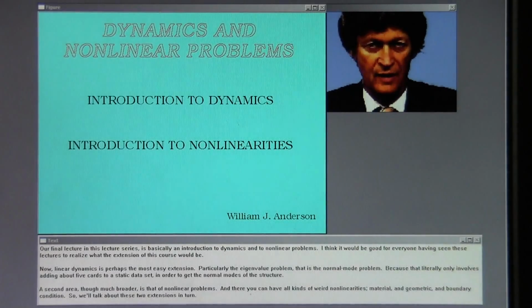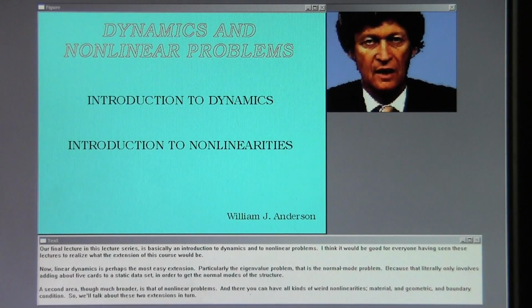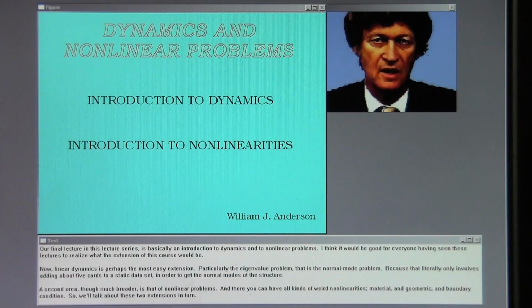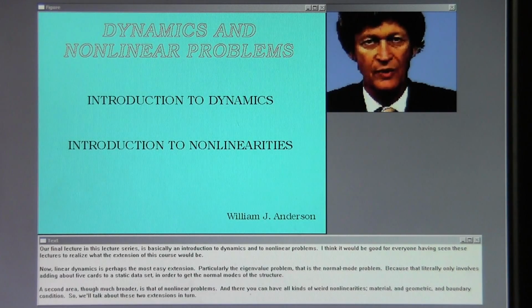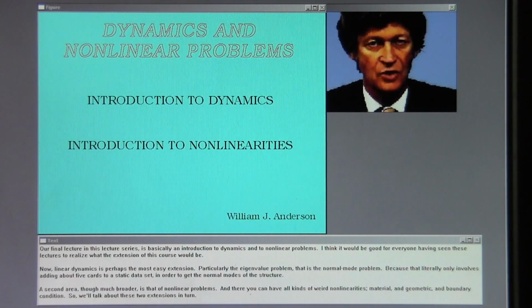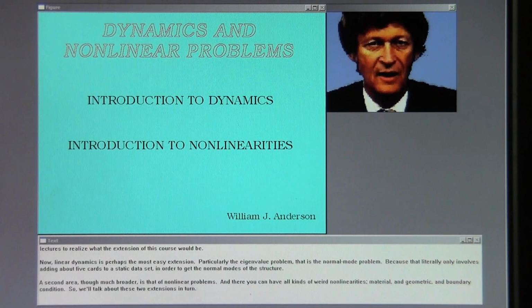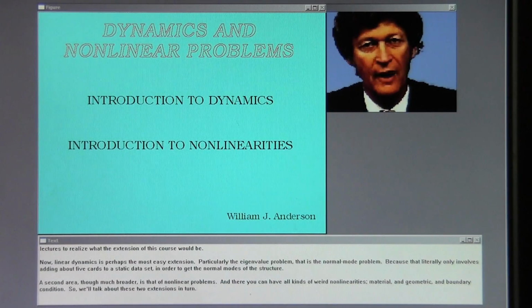Our final lecture in this lecture series is basically an introduction to dynamics and to nonlinear problems. I think it would be good for everyone, having seen these lectures, to realize what the extension of this course would be. Now, linear dynamics is perhaps the most easy extension, particularly the eigenvalue problem, that is the normal mode problem, because that literally only involves adding about 5 cards to a static data set in order to get the normal modes of a structure.